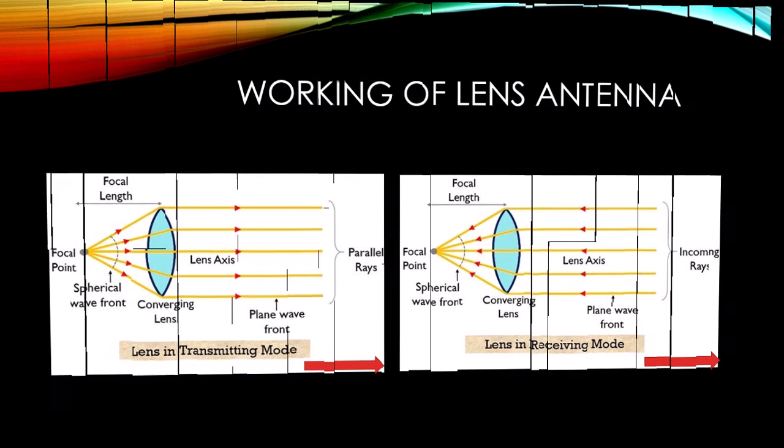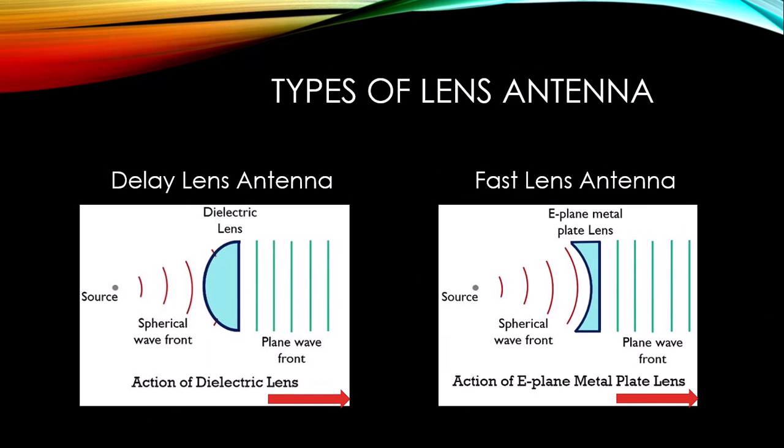So let's go to the types of antenna. We have two types: the delay lens antenna and the fast lens antenna. The delay lens antenna is the type of lens antenna that causes retardation in the traveling wavefronts due to the lens media, so it is known as the delay lens antenna. These are sometimes known as dielectric lenses. The reason behind this is that due to the medium of the lens, the electrical path length is increased and the wave undergoes retardation.